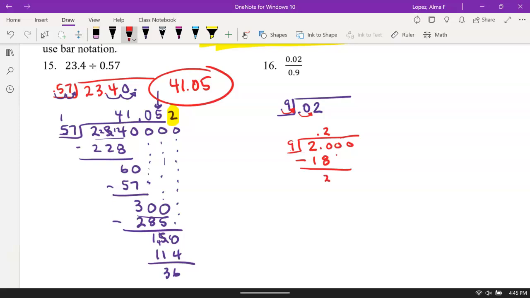Subtract. That's going to give me a 2. Bring down the rest of the number. 9 goes into 20 twice. 18. Subtract. And I get 2. 9 goes into 20. Do you see something happening here? The 2 is repeating over and over again, isn't it? So I'm going to get that as a repeating decimal. But because I'm rounding it to the hundredths, here's where I want to round it to. Look at the number behind it. Because it's smaller than 5, my final answer will be 0.22.